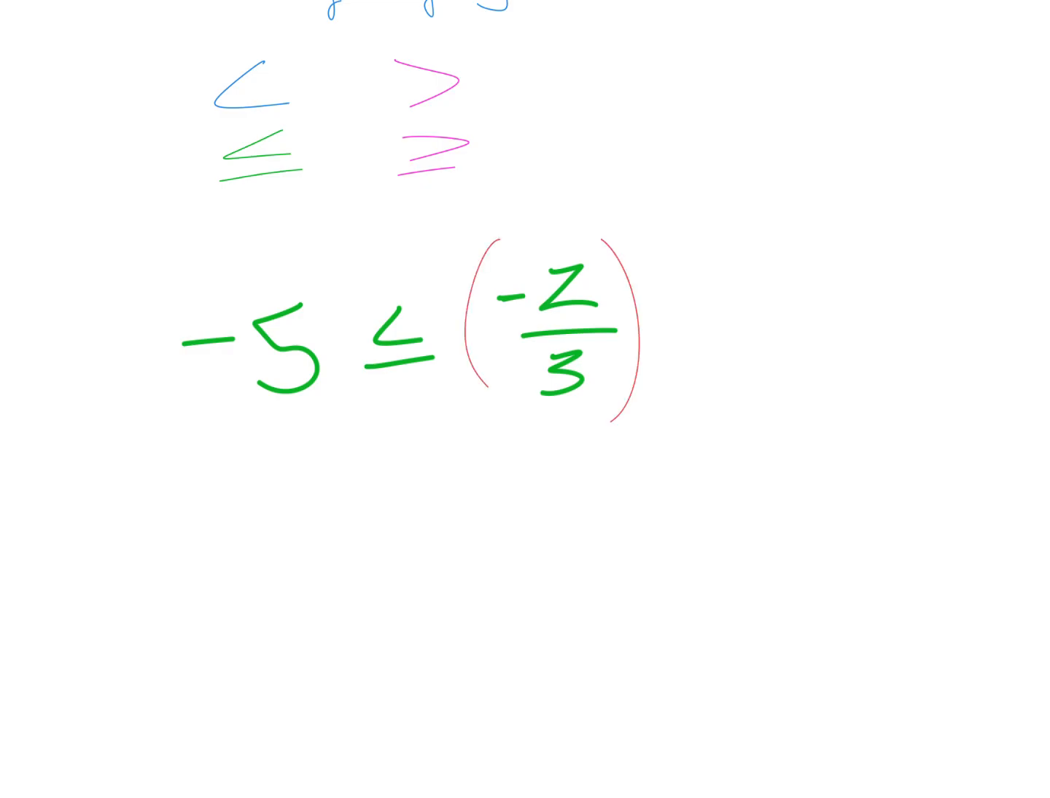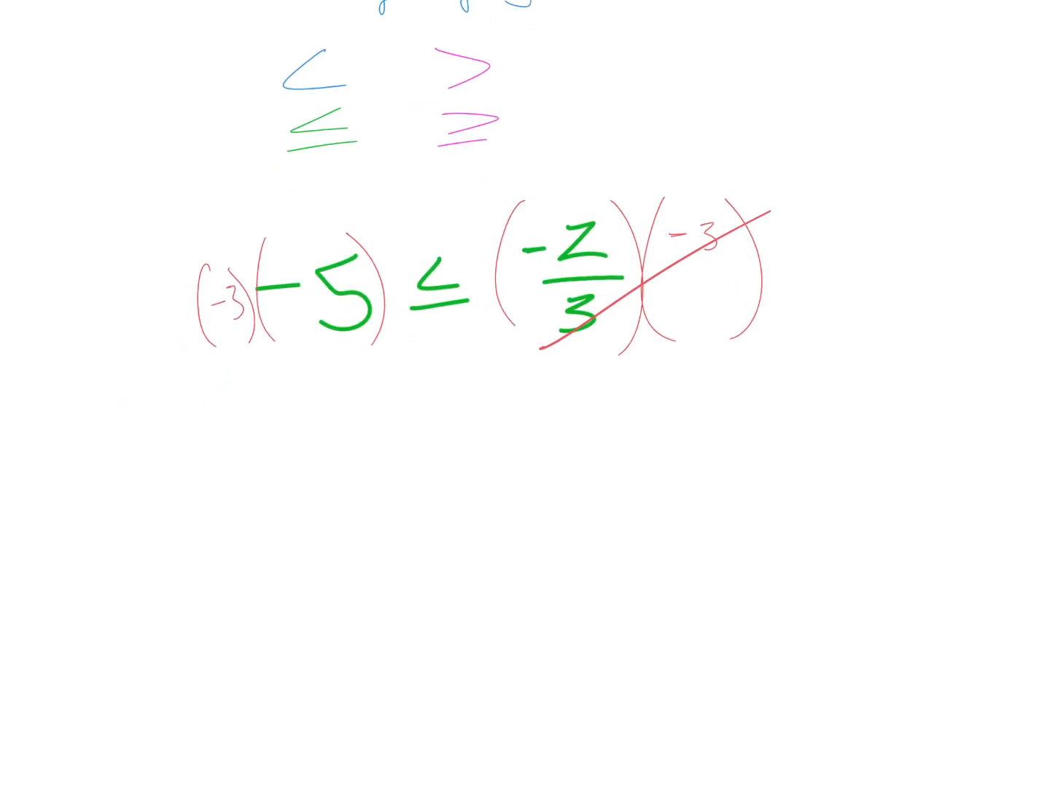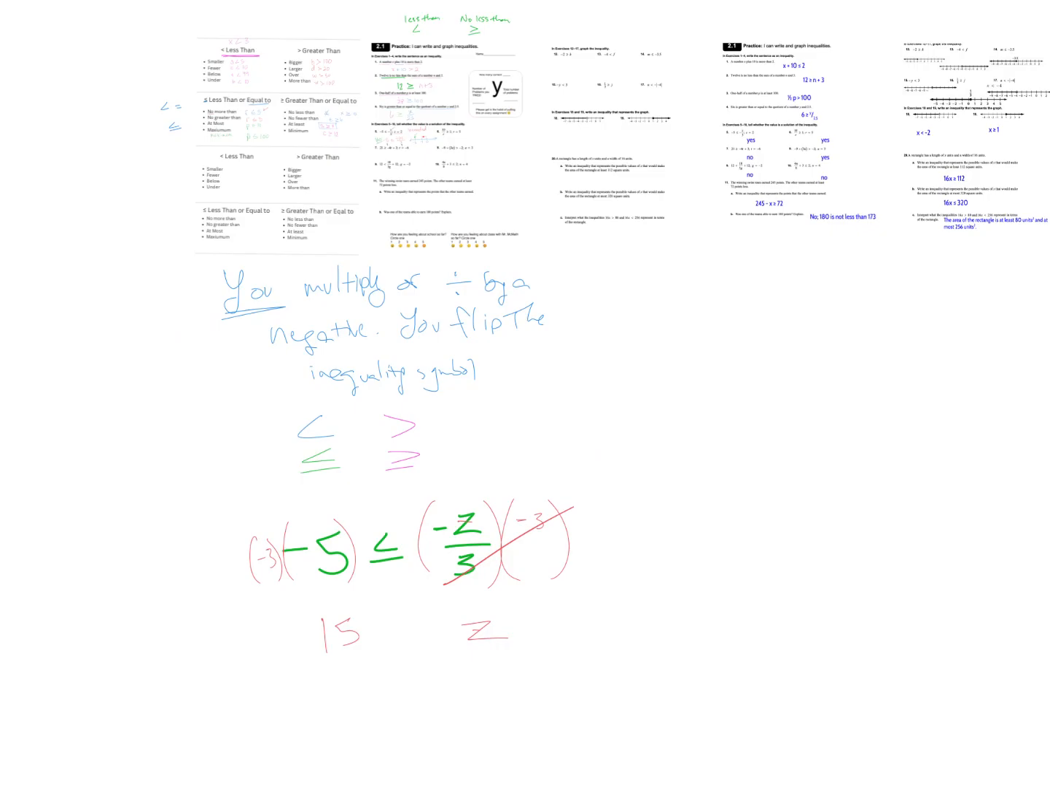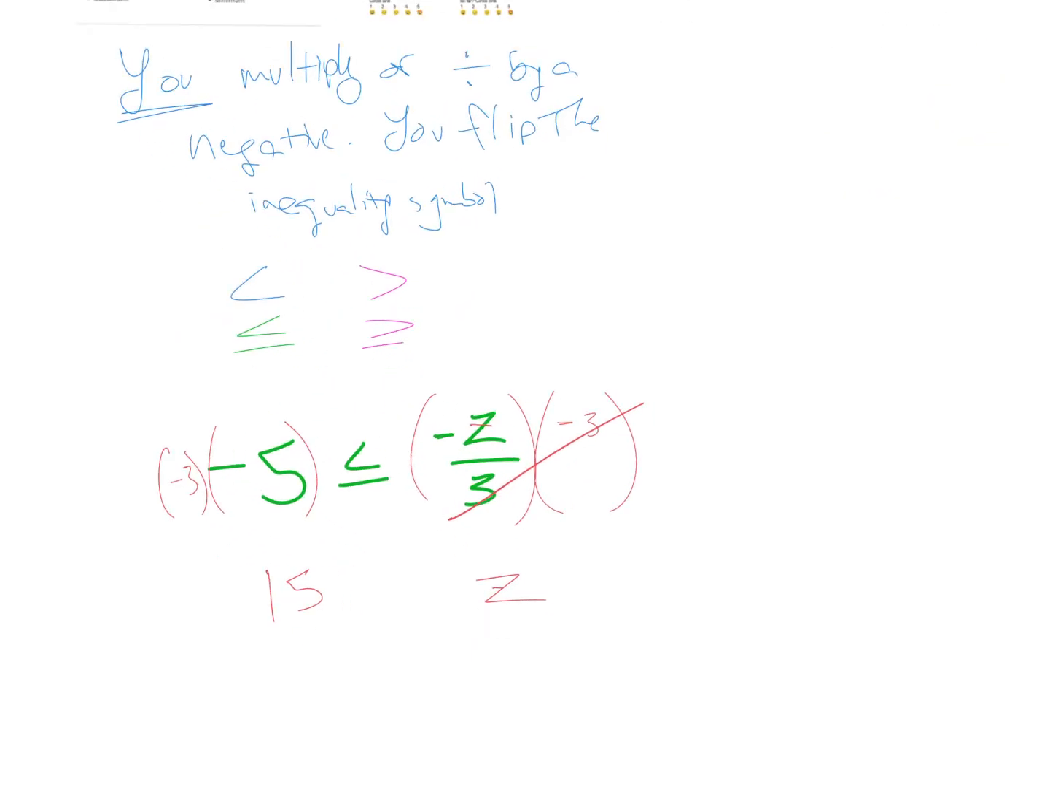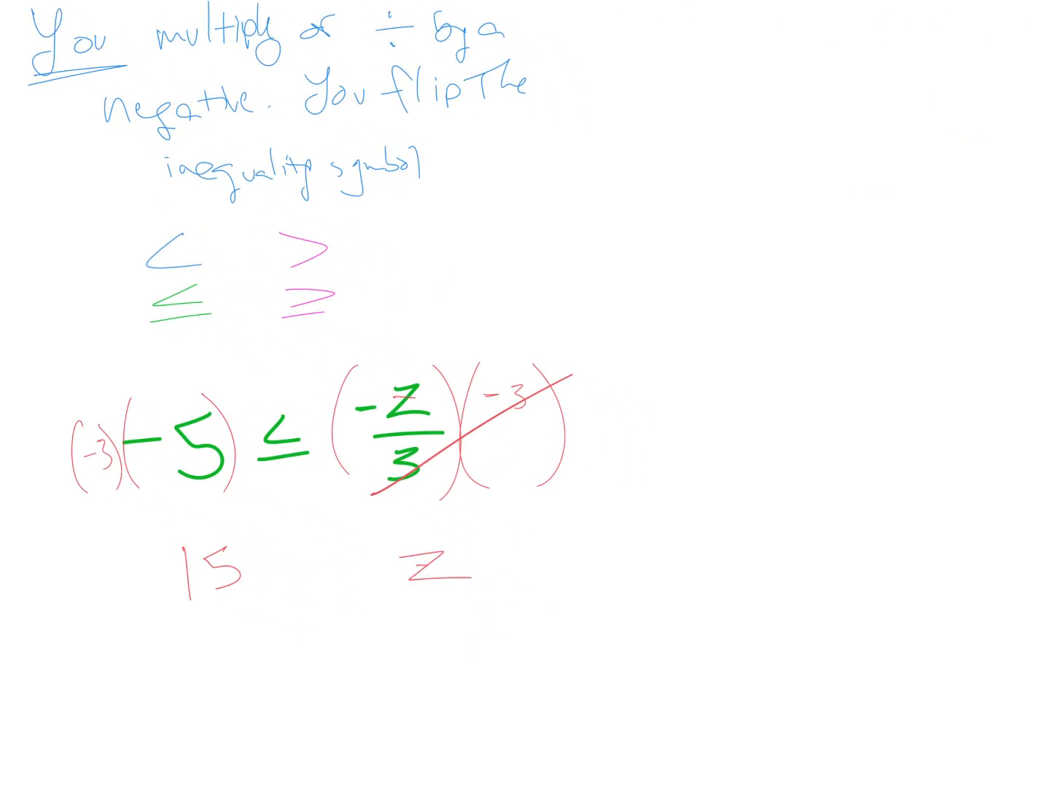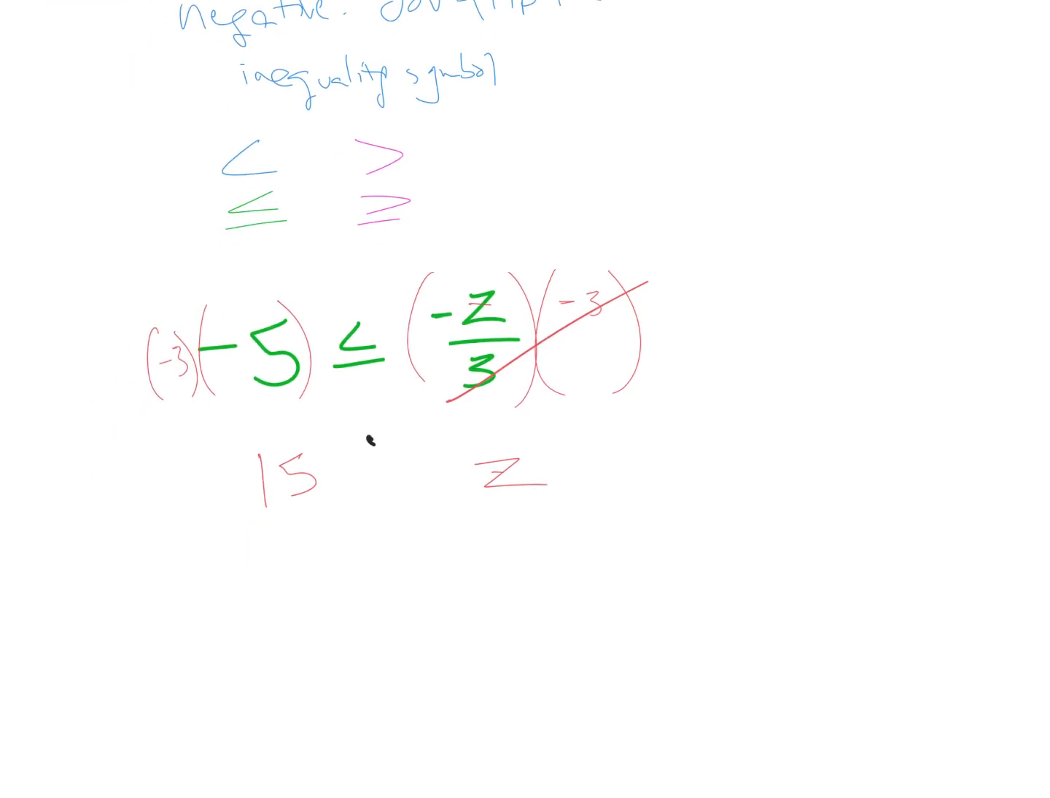And how would you solve it? Well, I need to multiply both sides by -3. So what'll happen is on the right side, the negative and the 3 cancel, and I just have z left behind, okay? And then on the left side, I have +15 now. But here's where this happens. I multiplied by -3, and so I've flipped this around to now it looks like this.